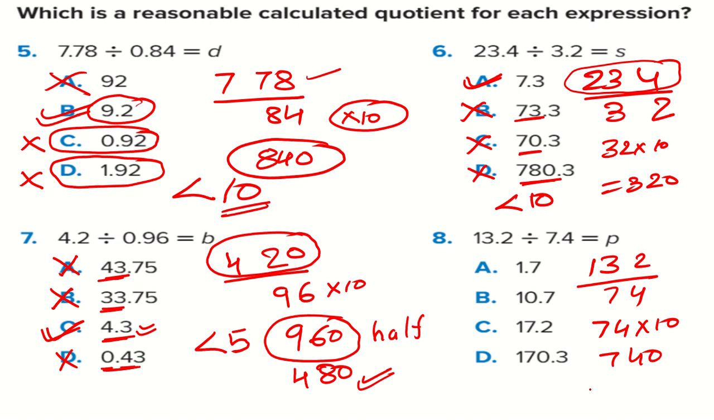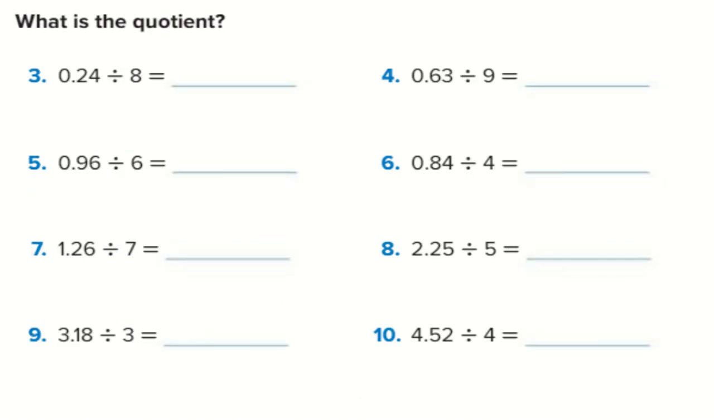So what will you do? The answer should be very, very much smaller than 10. But this answer is bigger than 10 because it is 10.7. This answer is bigger than 10 because it is 17.2. This answer is much bigger than 10 because it is 170.3. So what option is left? Only 1.7. Okay, so see students, if choices are given to you, how easily you can do the questions. Okay, you just have to be a little analytical.